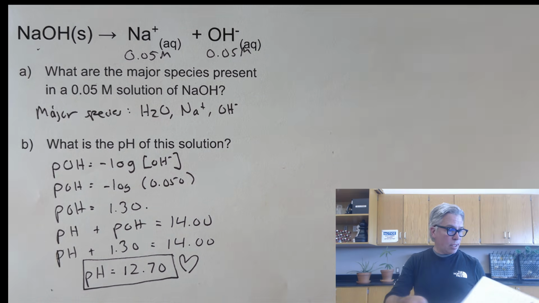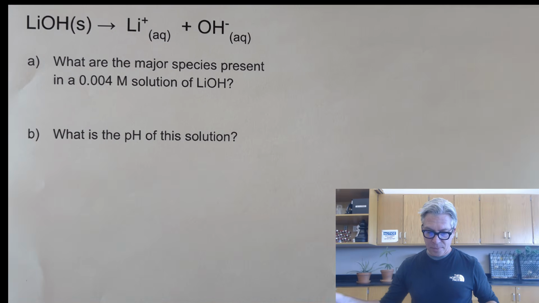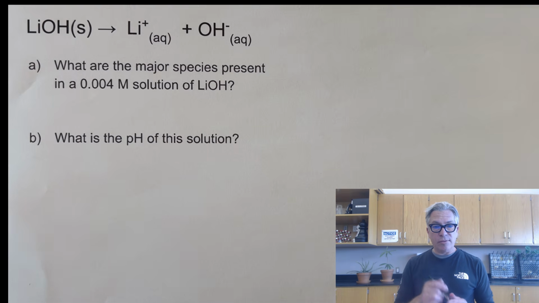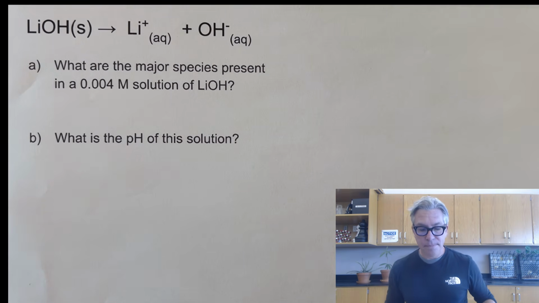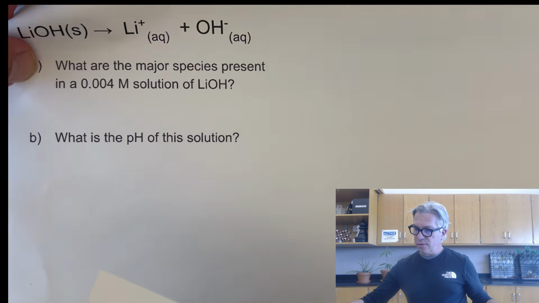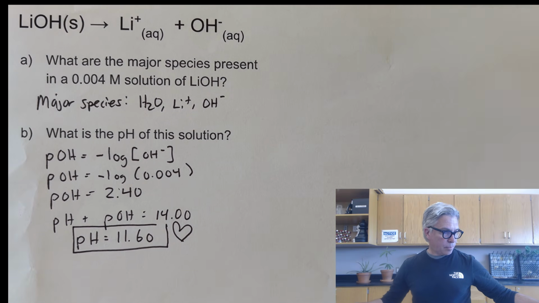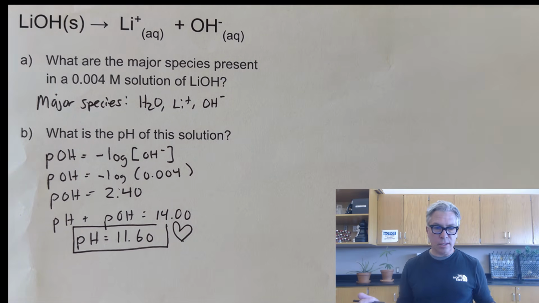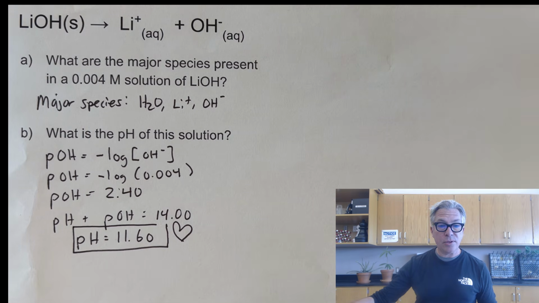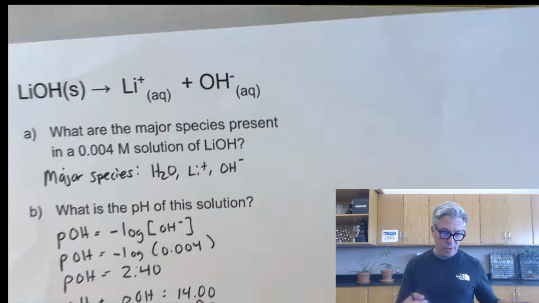And if you're so inclined to try it yourself, here is another one. This is lithium hydroxide. So take a moment, pause the video, and see if you can solve it, and be back here in a couple seconds. All right, and the pH for this one comes out to be 11.6. It's slightly less concentrated than the sodium hydroxide, so a slightly lower pH on that. So good luck. Good job if you got that.